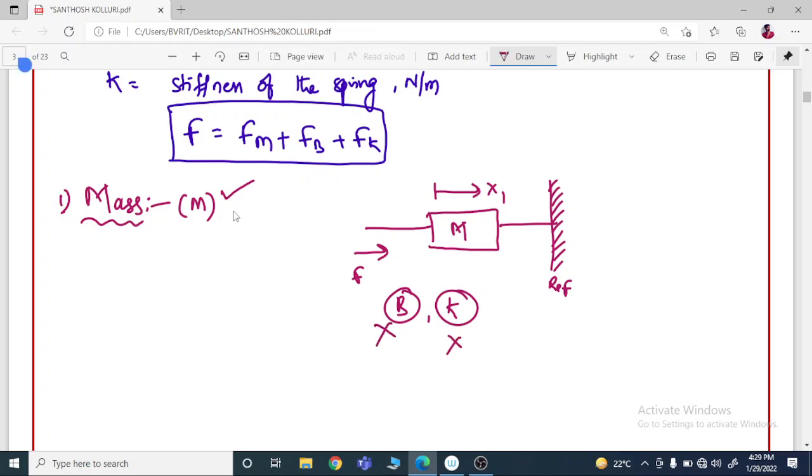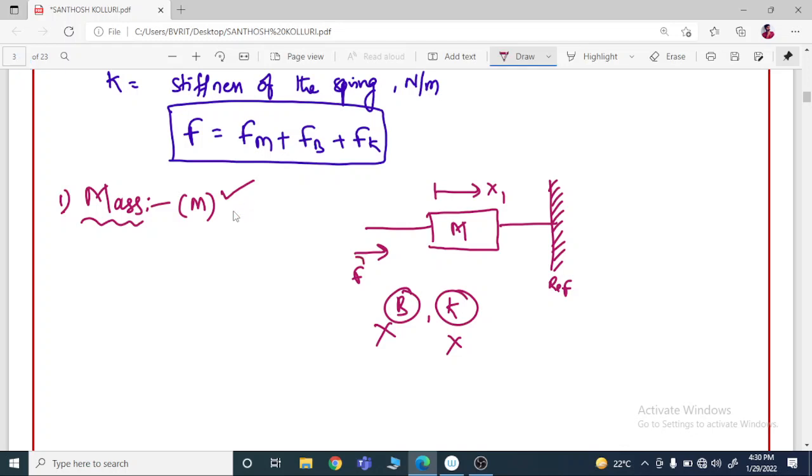When we are representing an ideal dashpot, mass and spring constant are neglected. Similarly, when we are representing spring constant K, these two are neglected. So in the case of ideal conditions, I am just considering an ideal mass here, having negligible friction as well as negligible elasticity.